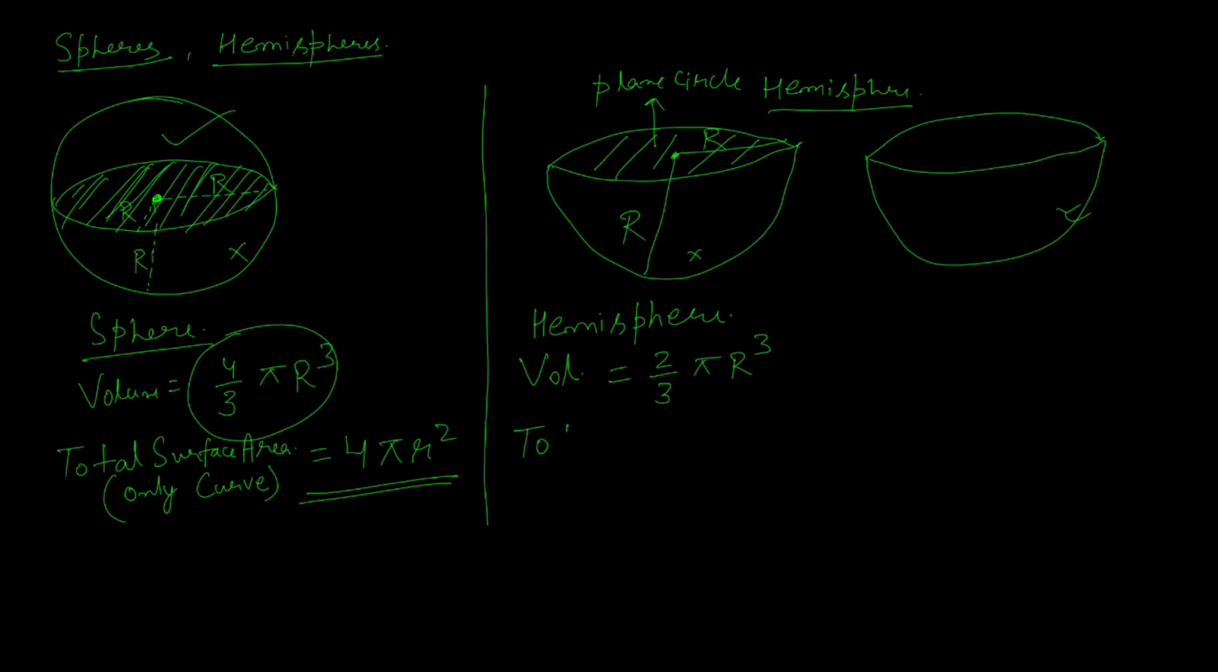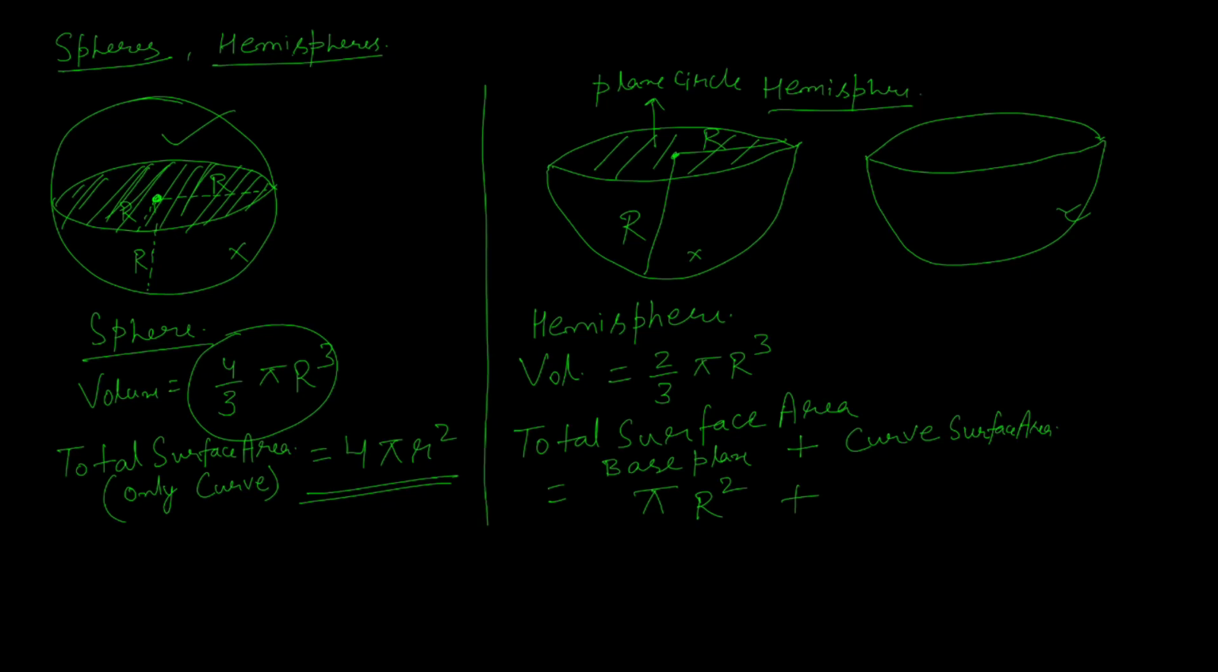But when you calculate the total surface area of one hemisphere, that will have two parts. It will have a plane base, plus the curved surface area. I hope you can see that. Okay, plane base is very simple. It is a simple circle with radius r, so pi r square. And the curved surface area is simply the half of the original curved surface area, so it is 2 pi r square. So interestingly, it is 3 pi r square.